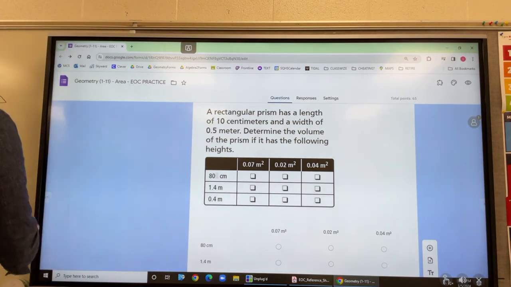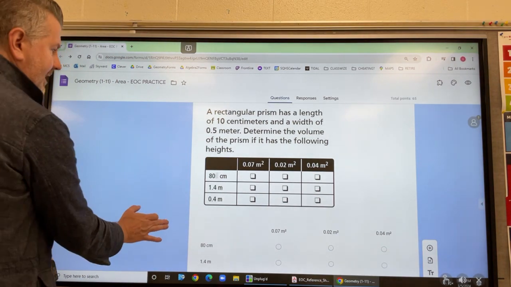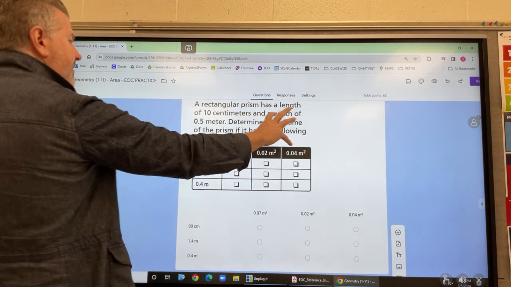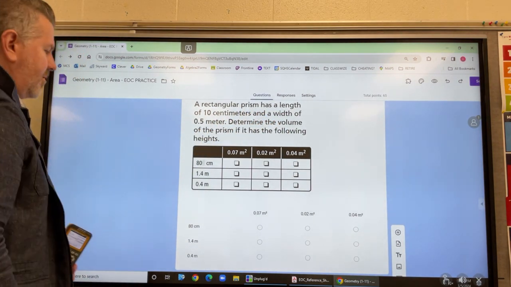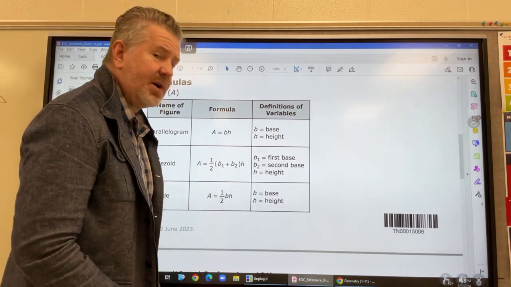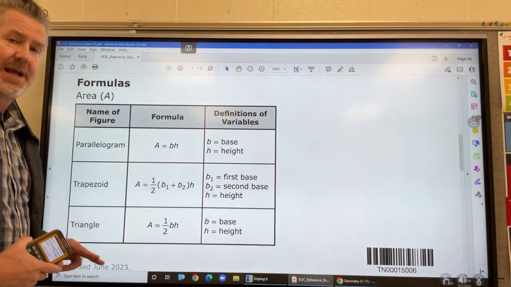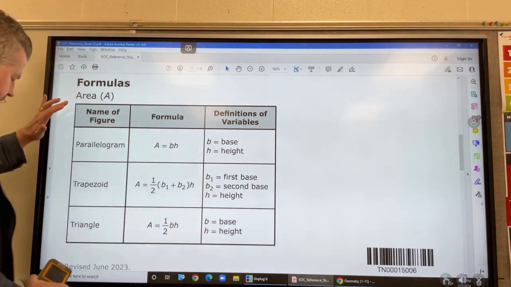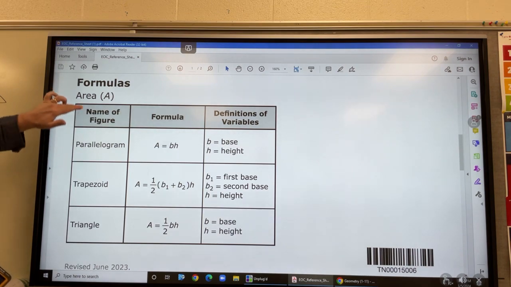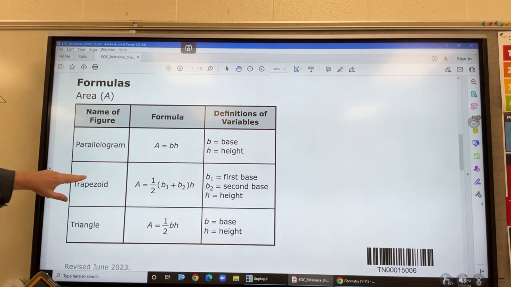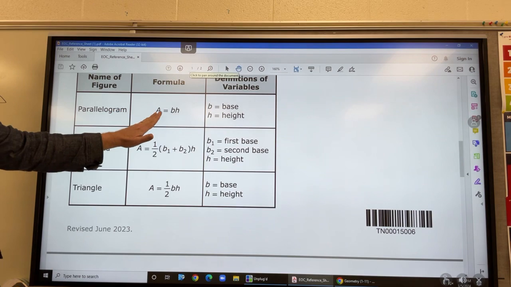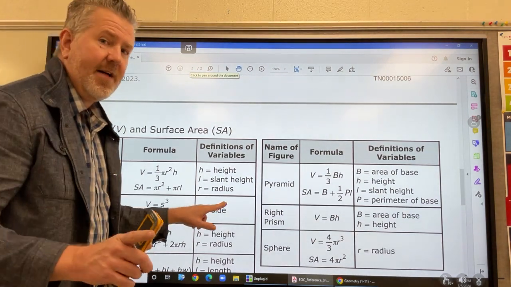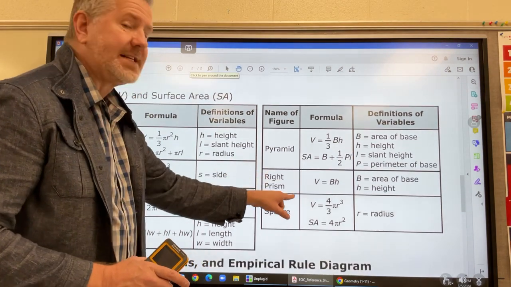All right, so this is a 3-in-1. We've got to actually calculate 3 different values in this one. And we're doing volume. I want to remind you really quick, on the EOC this year, you will be given a reference sheet. The reference sheet has a tremendous number of formulas. So we've got area of parallelogram, trapezoid, and triangle. Unfortunately for volume, they only give you a right prism.